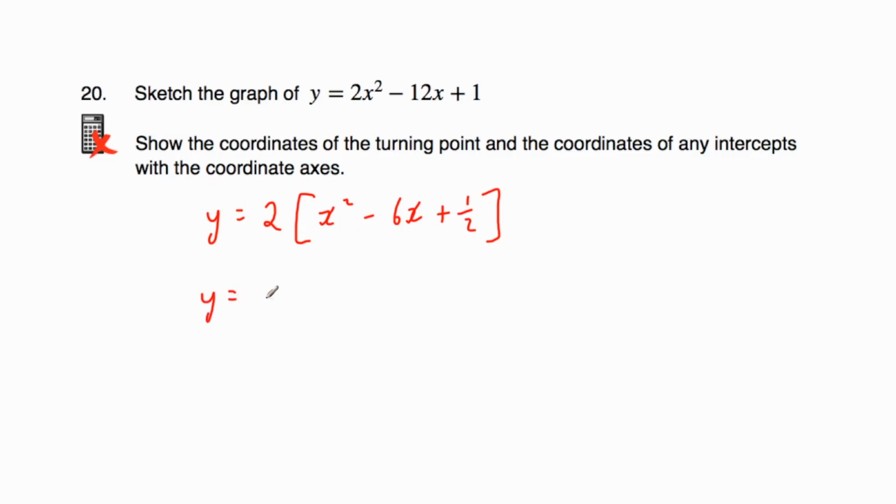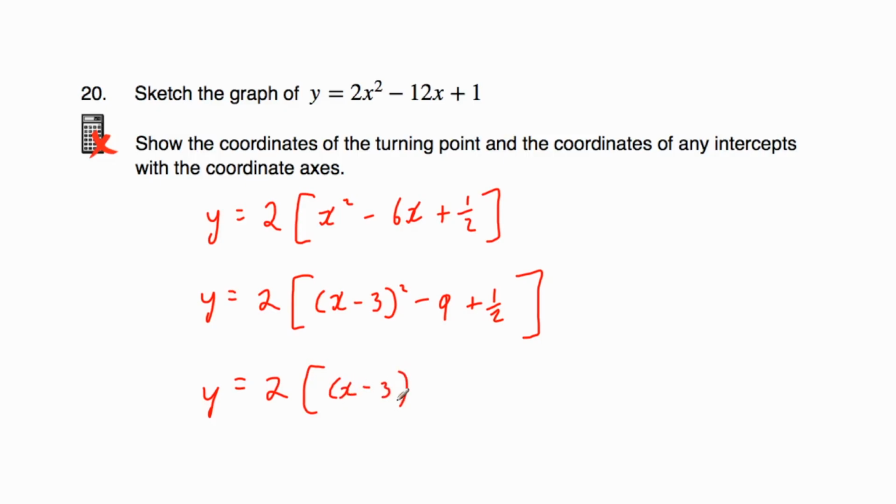So that'd be y equals 2, square bracket, and then a smaller bracket, and then x minus half of this number, half of minus 6 would be minus 3, close bracket, squared. And then we take away whatever that is squared. Minus 3 times minus 3 is 9, so take away 9. And then we've got plus a half. And then our square brackets. And then that'll be y equals 2, open up our big brackets, and then we've got (x minus 3) squared. And then we've got minus 9 plus a half.